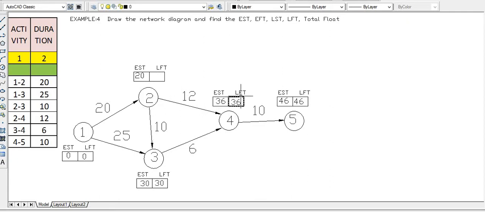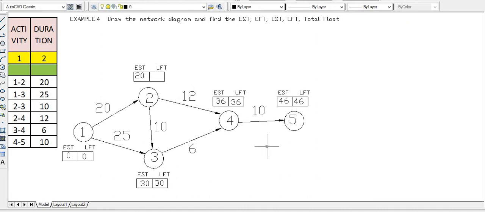So already we have taken this as 36. So 36 minus 12 is 24, and 30 minus 10 is 20. What is the minimum value? The minimum value is 20. So we will take it as 20.